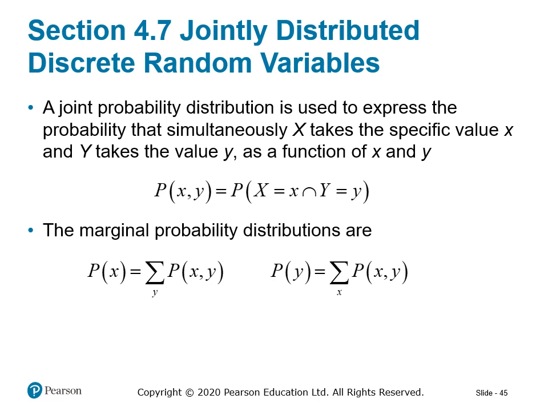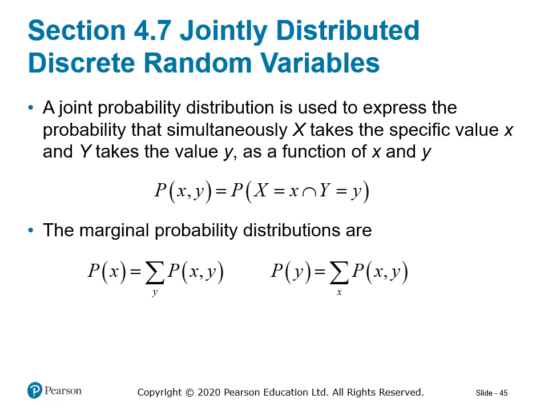The next thing we're going to talk about are jointly distributed discrete random variables, or a joint probability distribution. Right? It's going to be used to express the probability that simultaneously x takes on a value of small x and y takes on a value of small y as a function of small x and small y. Or in other words, the probability of x, y is the probability big X equals x and the intersection of y equals little y. Right?